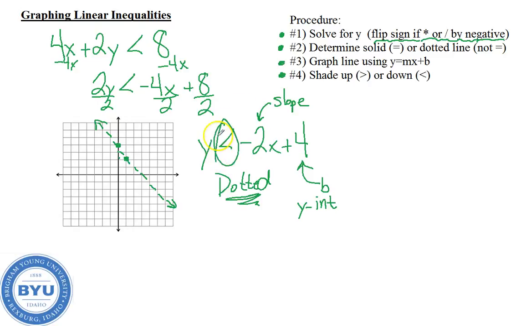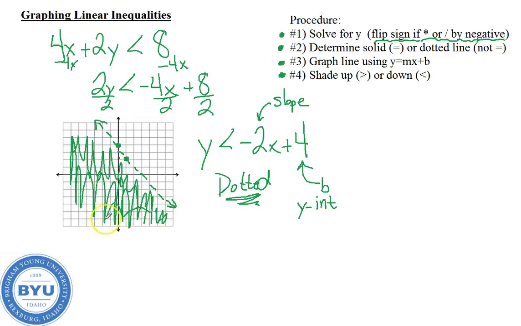I have a less than sign here, and because it's less than, I need to shade below the line. So underneath is where I'm going to be shading. And that's how we graph a linear inequality.